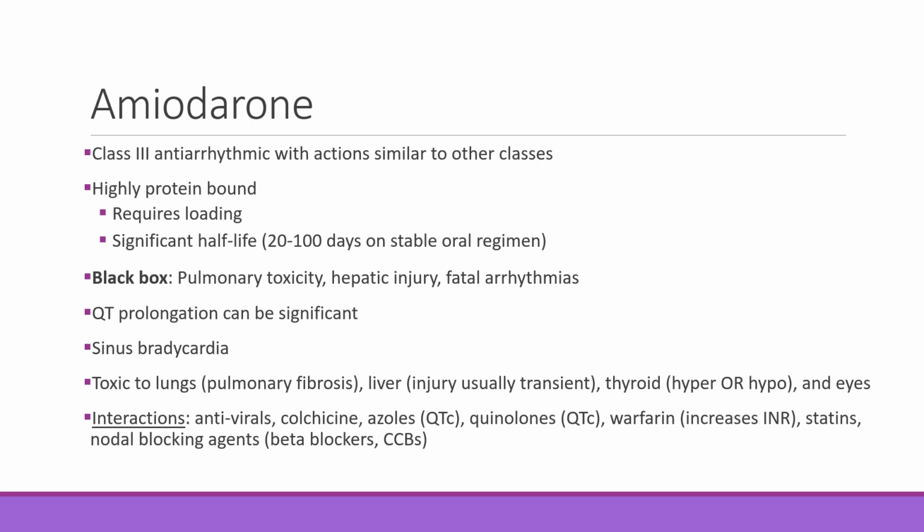It does have a black box warning and several really impressive side effects, including pulmonary toxicity, hepatic injury, and fatal arrhythmias. QT prolongation for this medication alone can be significant, so it's really important to be careful about other QTC prolonging drugs used with amiodarone. It can also cause sinus bradycardia. Like I had mentioned before, it can be toxic to lungs, causing pulmonary fibrosis. It's usually associated with transient liver injury, so you may want to watch LFTs, thyroid diseases, and it can have an effect on the eyes and vision.